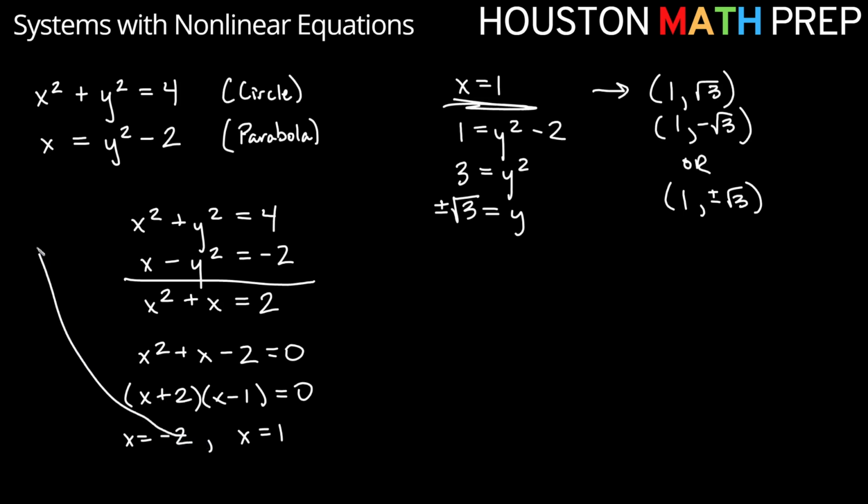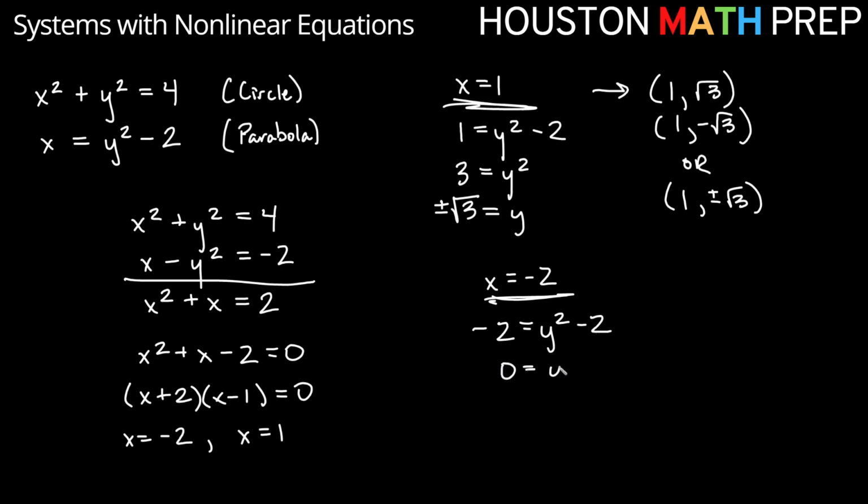So I'll go ahead and take my negative 2 and put it in that equation there. So x equal to negative 2. We'll go ahead and get negative 2 is equal to y squared minus 2. Of course, adding the 2 over to the other side gives us 0, right? And then the square root of 0, of course, is going to be still 0. So we only get one y value that goes with this x value, right? So when we have negative 2, we just get 0 only.